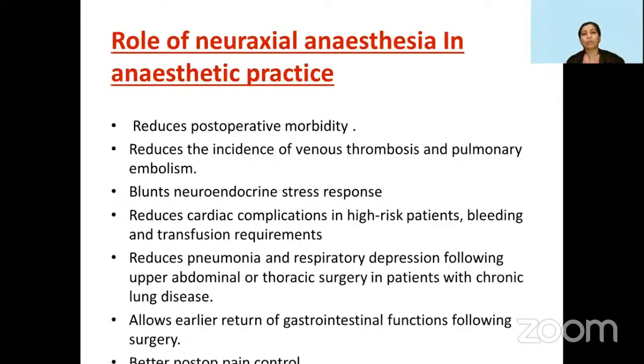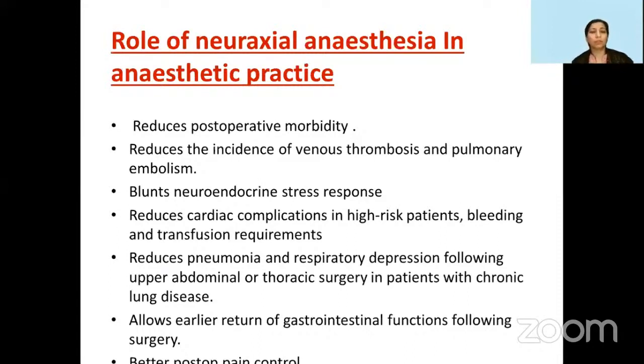So finally, what is the role? Neuraxial anesthesia has a very important role in anesthesia practice. The neuraxial blocks decrease the post-operative morbidity. They reduce the incidence of venous thrombosis and pulmonary embolism. They blunt the neuroendocrine stress response, decrease the cardiac complications in high-risk patients, bleeding and transfusion requirements.